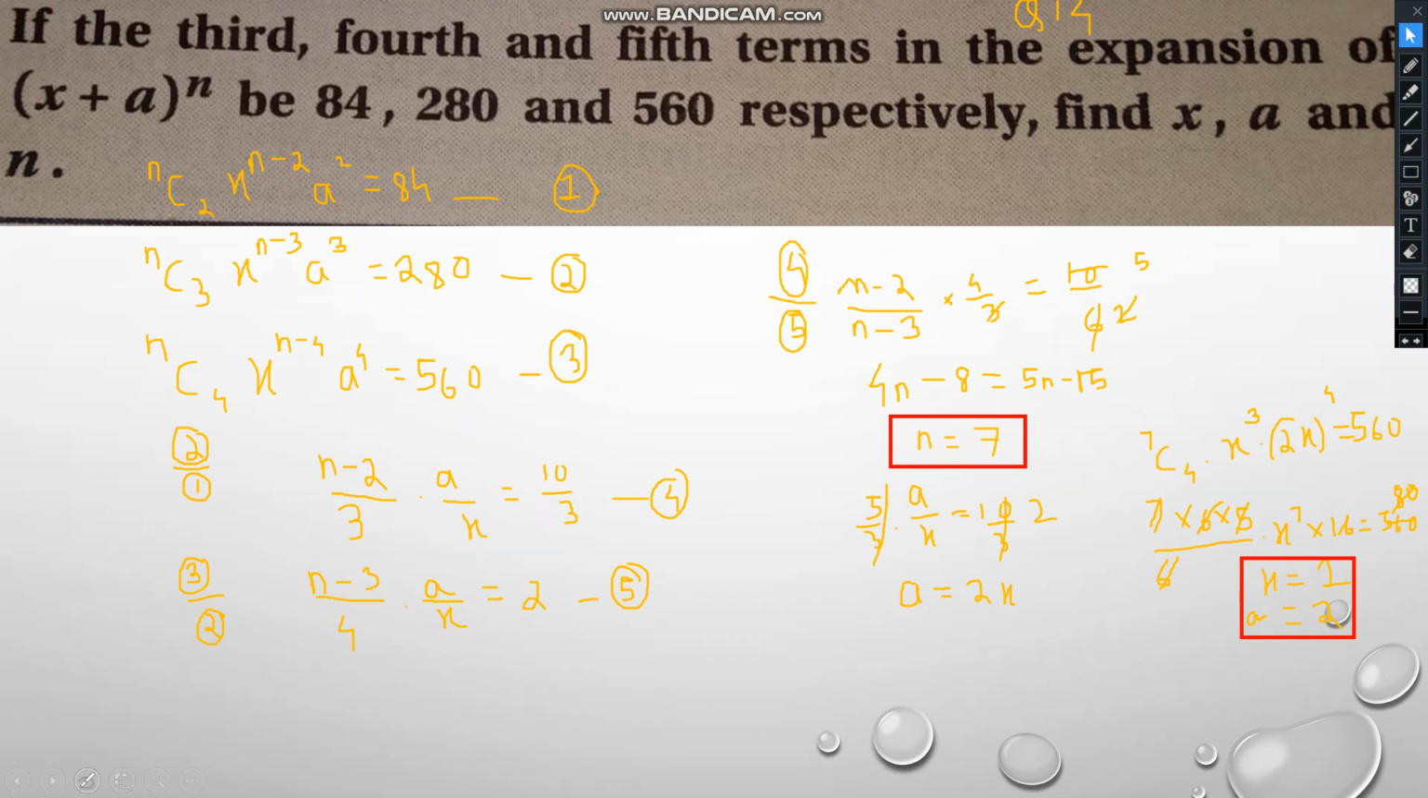Now I am just revising a bit, just for your convenience. First of all, we wrote the 3 equations. We divided 2 by 1, got an equation. We divided 3 by 2, got an equation. We used 3 here once, and another use of 3 will be here. I forgot this use of 3. Here will be 4 divided by 5. On dividing this, we will get the value of n. Then putting the value of n in equation 4, we will get a is equal to 2x. Putting a is equal to 2x in equation 3, we will get x equals to 1 and a is equals to 2, and our answer is done.